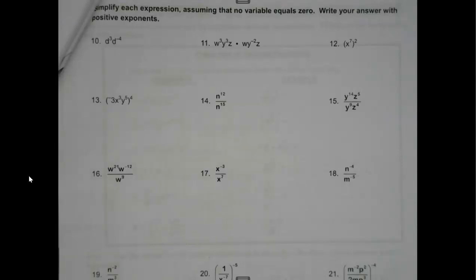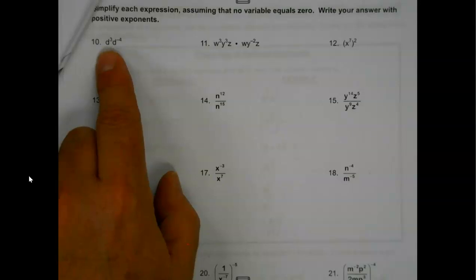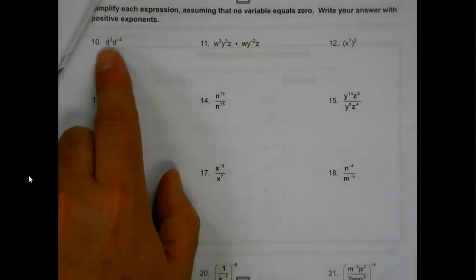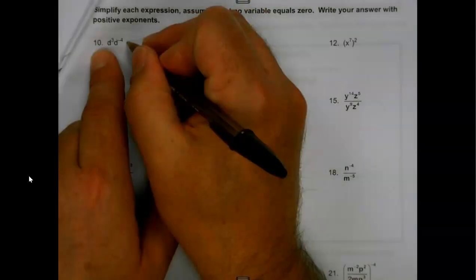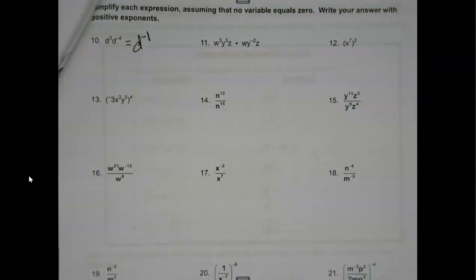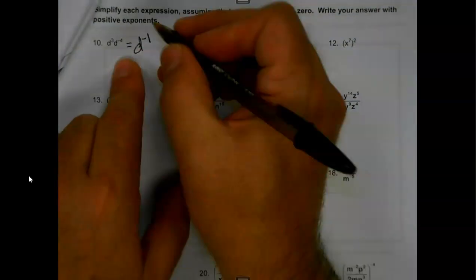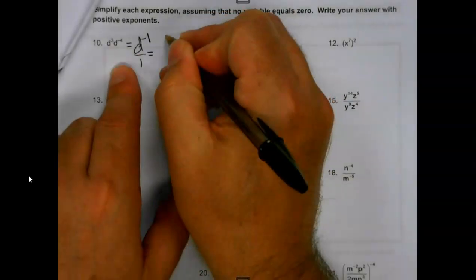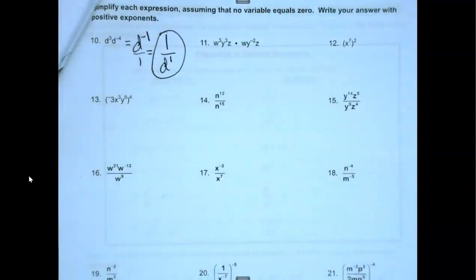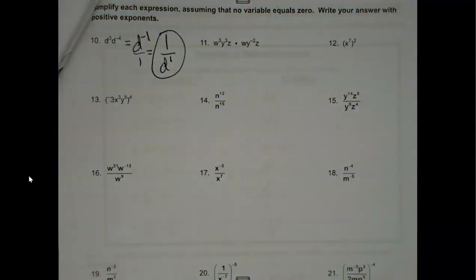So for instance, if I look at this, and initially I look and I say, hey, that's the product property. I'm going to add the exponents together. So I add the exponents. Okay, 3 plus 4, 3 plus negative 4, excuse me, is negative 1. But I can't have negative exponents in my answer. And on this one especially, perfect time to mention this.